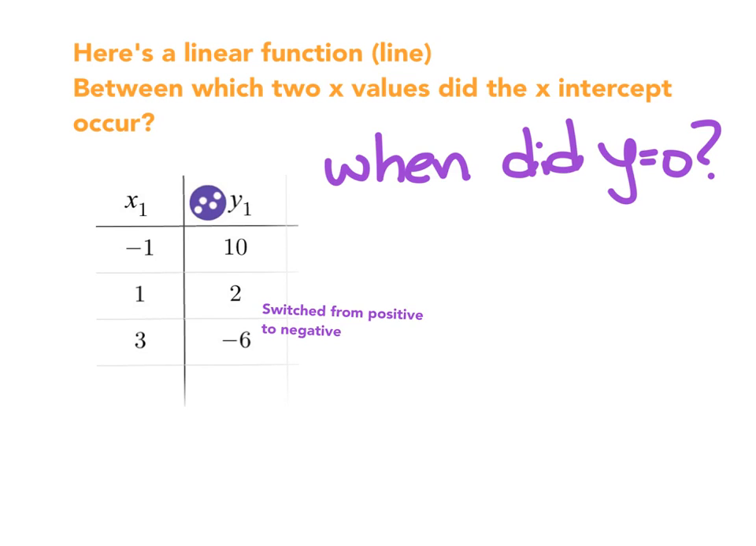Well, we can see right here that the y values went from positive to negative. That means that they went across the x-axis. So between which two x values did the x-intercept occur? 1 and 3. All right, and that's just about going to wrap it up for this video.